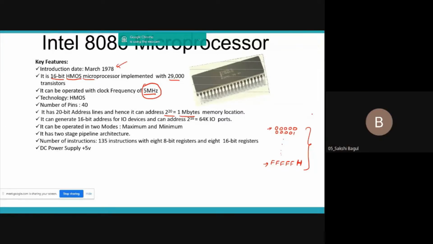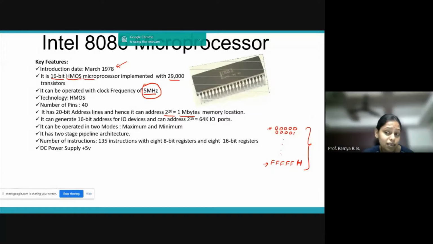Ma'am, 1024 kilobyte to 1 MB, 2 raised to 20. I'm asking how this address came about. Number system. I hope everybody is familiar with the powers of 2. Does everyone know the powers of 2?